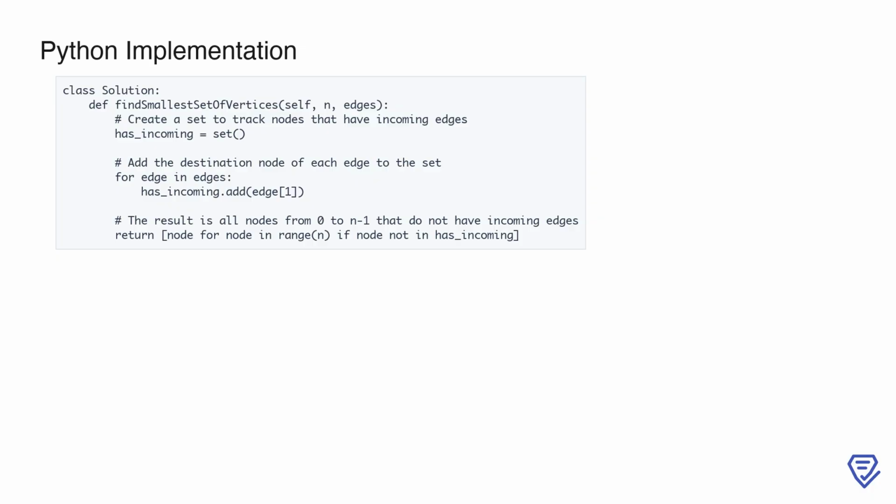This approach is efficient, with a time complexity of O(n + m), where n is the number of nodes and m is the number of edges. The space complexity is O(n), due to the use of the has_incoming set. Overall, the solution is optimal and well suited for handling large graphs within the problem's constraints.